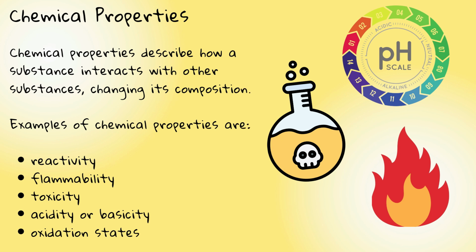Chemical properties describe how a substance interacts with other substances, changing its composition. Examples of chemical properties are reactivity, flammability, toxicity, acidity or basicity, and oxidation states.